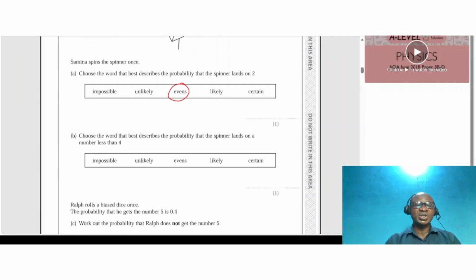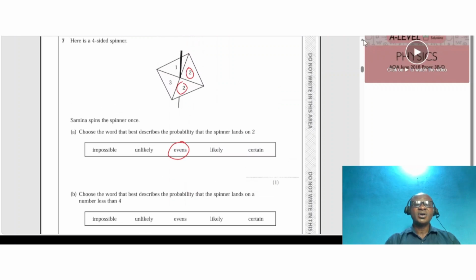Next one says choose the word that best describes the probability that the spinner lands on a number less than 4. A number less than 4. All the numbers are less than 4, so therefore it is going to be certain. There is no way you spin the spinner that you will not land on a number that is less than 4. So certainly the spinner will land at any time you spin it on a number that is less than 4 because no number there is a 4 and above. Is it okay?